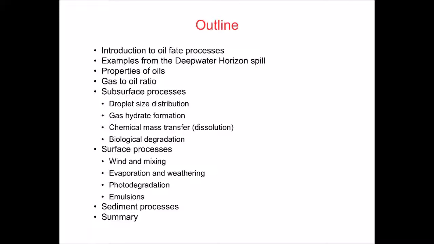Then after the oil gets to the surface, there are other processes that can start to be added to these, such as wind, which is going to cause mixing and turbulence. Evaporation into the atmosphere is also going to change the properties of the oil in a process we call weathering. The sunlight can degrade different compounds of the oil in photodegradation, and then all the action of this evaporation, the wind, and turbulence can form emulsions, which are water and oil mixtures, not necessarily always stable.